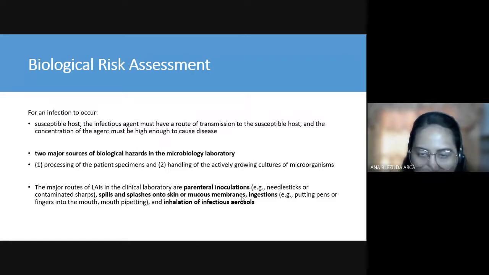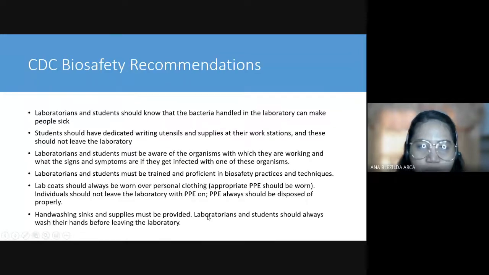Pwede rin through parenteral inoculation, yung natusok ka ng mga needle, di ba, or sharps. It spills and splashes onto the skin. Ingestion. Inhalation of infectious aerosols. So, ano ba ang recommendation ng CDC?